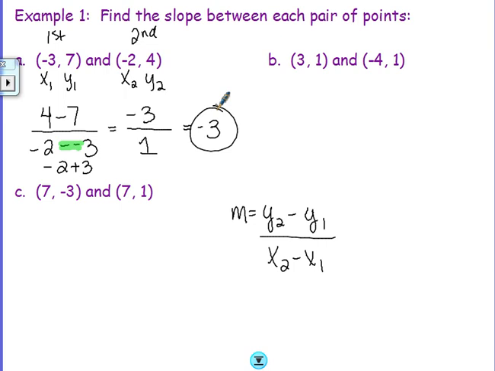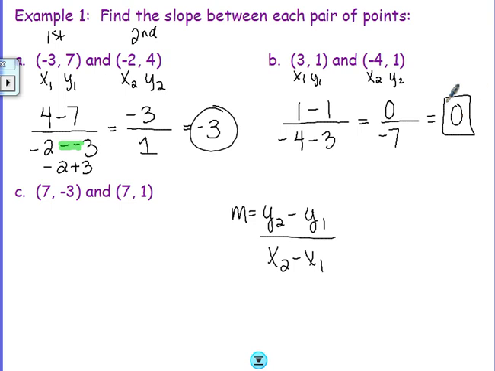If we come over here to part B, 3, 1 and -4, 1. x1, y1, x2, y2. y2 minus y1 over x2 minus x1. Well, 1 minus 1 is 0. -4 minus 3 is -7. And anytime we have 0 on top of a fraction, 0 divided by -7 is just 0. So this is the slope of a horizontal line.